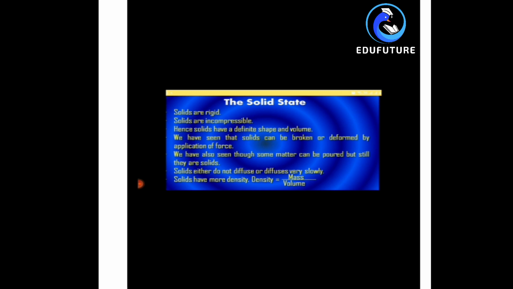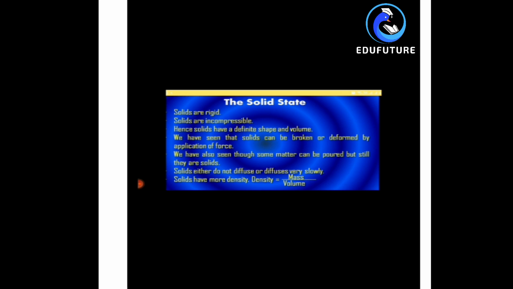But there is an exception. If you compress a sponge, it can be easily compressed, but once you release it, it comes back to its original state. So that means solids are incompressible. There is an exception: sponge. But still, sponge comes in solid state. Hence, solids have a definite shape and definite volume.